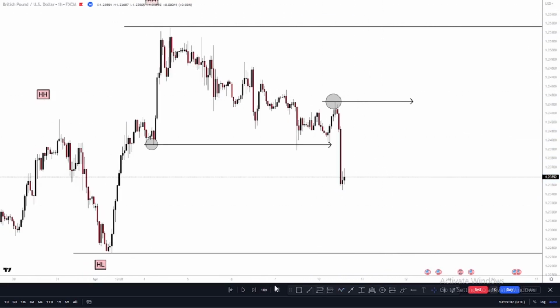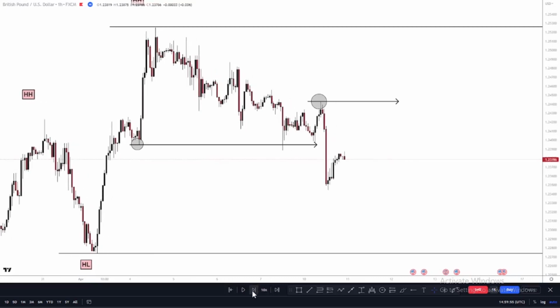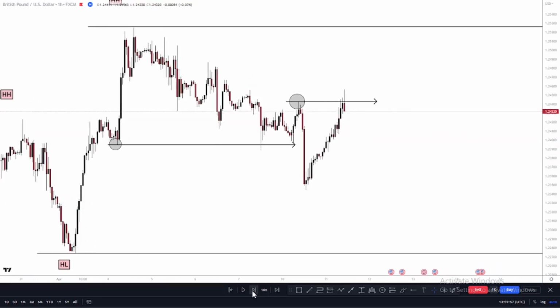You get me? So if I hit the play button, boom, boom. This is the exact point the market shifted from bearish to bullish. Why? Because price managed to close above its previous lower high. So now price becomes bullish, not bearish anymore. Do you get me? Good.